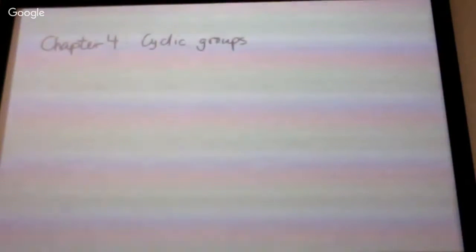What we're doing today, and tomorrow, is chapter 4, cyclic groups. This should be blue.